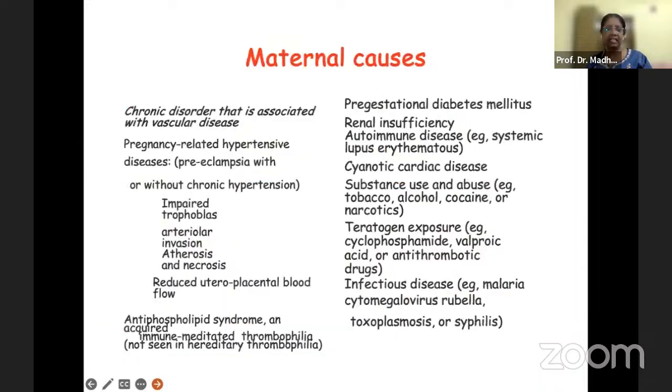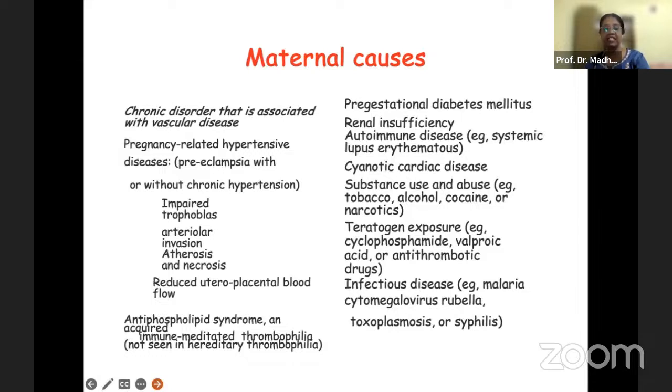What are the various causes? They can be maternal, fetal, or placental. I'll just run through the maternal causes. They're only listed here. The main ones are chronic disorders that are associated with any vascular disease. The main one we are all very familiar with is pregnancy-related hypertensive disease, that is preeclampsia plus or minus chronic hypertension. Here we know there's impaired trophoblastic invasion and there's atherosis and necrosis, leading to reduction in the uteroplacental blood flow.